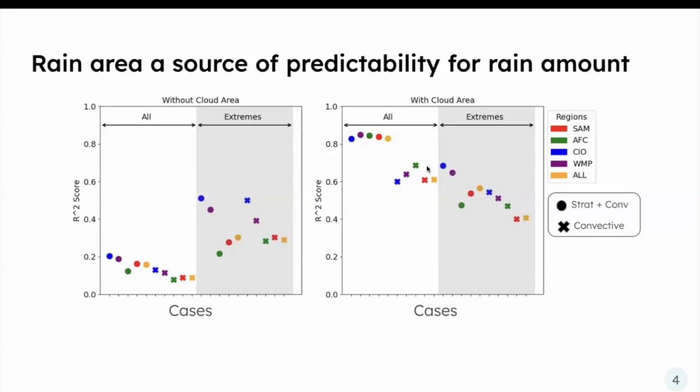And we see that when we have the rain area available, so these dots here, we can predict the rain much more accurately compared to when we don't have that information available. And I also divided my data to include all of the data points that I have, and also to only include extreme rains that I define as the higher percentile of rain. So this verifies that, okay, maybe precipitation area is a good source of information if we want to predict rain.